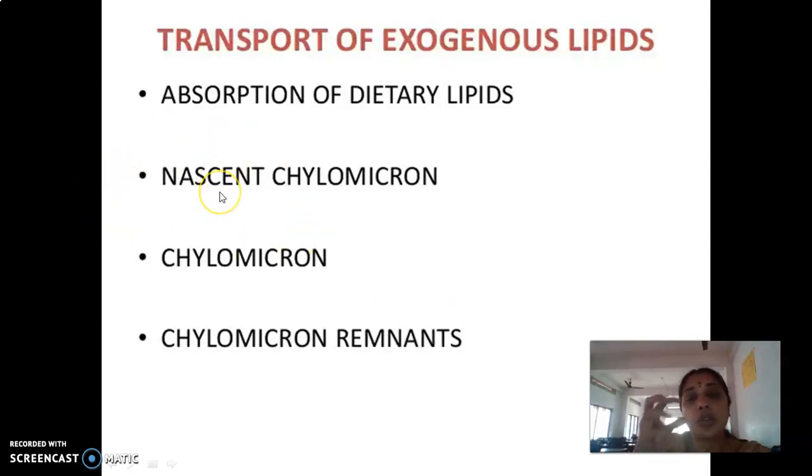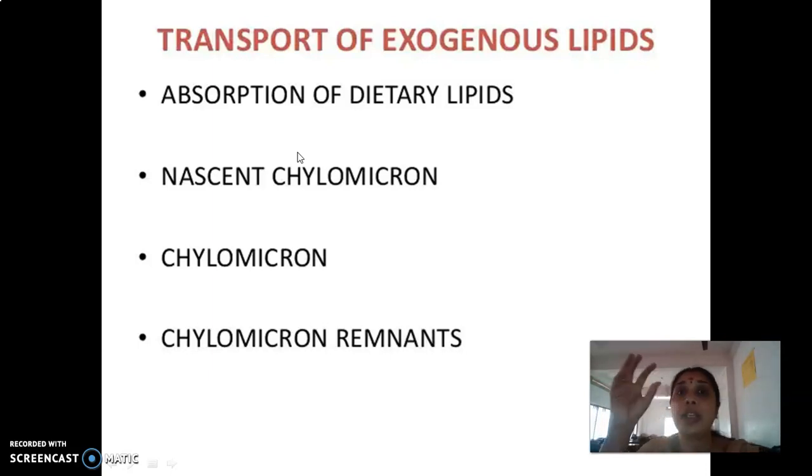This nascent chylomicron then slowly enlarges its size by adding ApoC and ApoE, which are derived from HDL, high density lipoprotein. Such a bigger chylomicron, with additional attachment of ApoC and ApoE, we call the mature chylomicron. There is a difference between nascent chylomicron and mature chylomicron. Nascent chylomicron has two apoproteins, ApoB48, which is present in rich quantities, and ApoA, right?